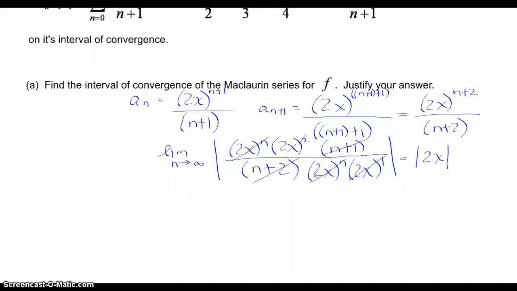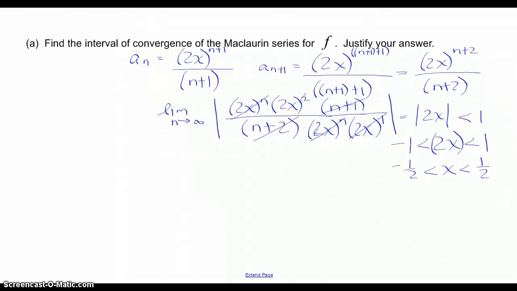As n approaches infinity, 2 times x is a constant. We are going to converge where that is less than 1. We can expand that. Please don't forget to drop your absolute value marks at that time. And now we need to divide each piece by 2. So there is where we are. That is the portion of our interval of convergence.